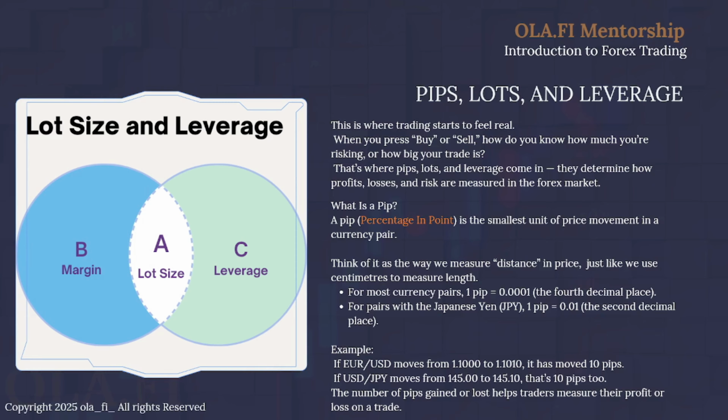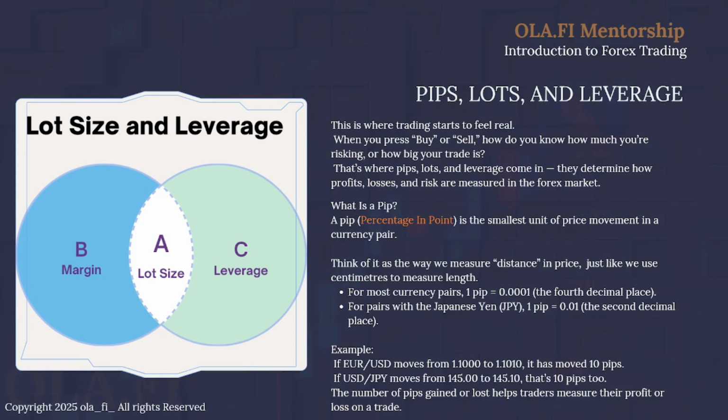So for currency pairs, one pip is 0.0001. That is the fourth place of the decimal. If you remember, we looked at the EUR/USD price, the base to the quote, which was 1.10000. That is usually how we measure prices, in the fourth decimal place.